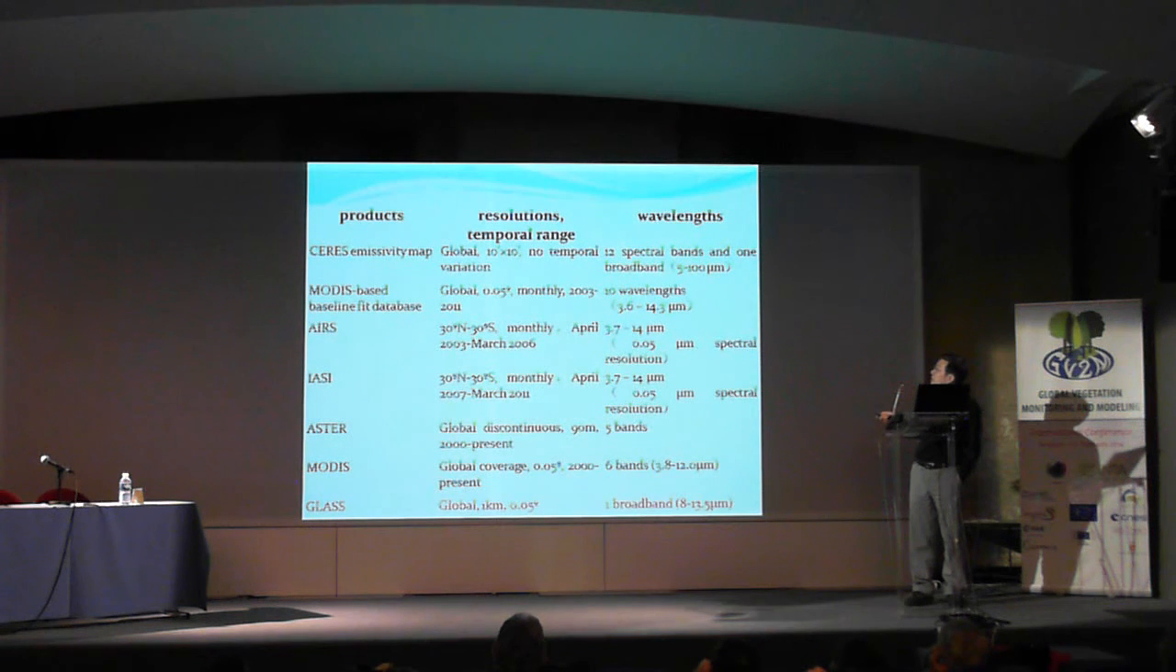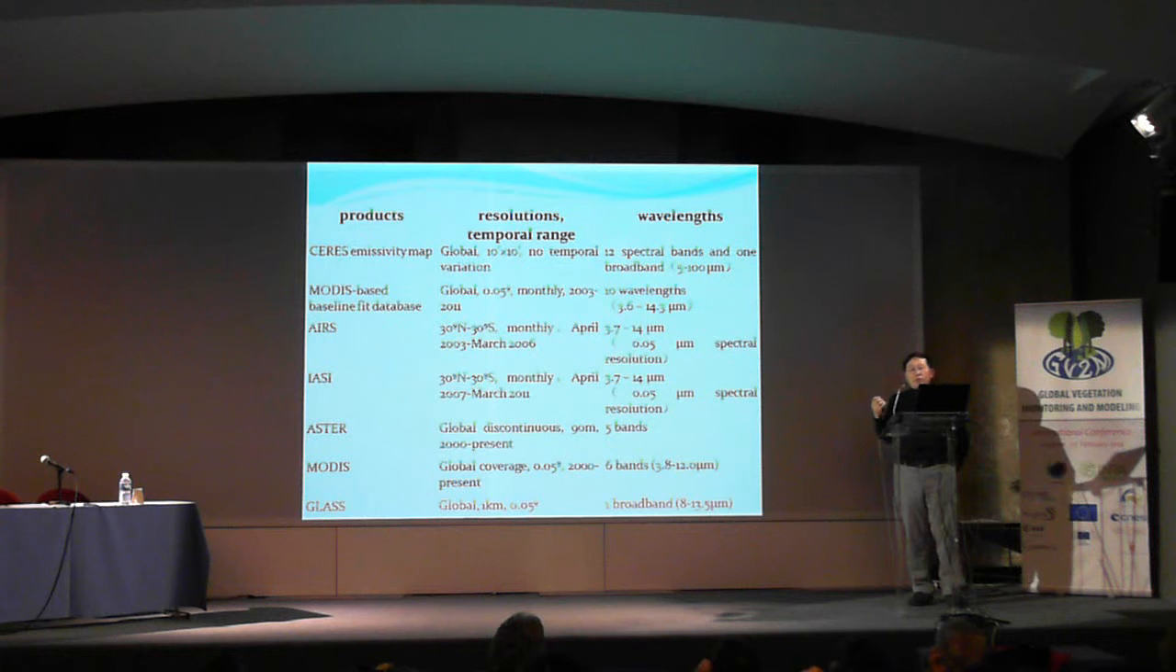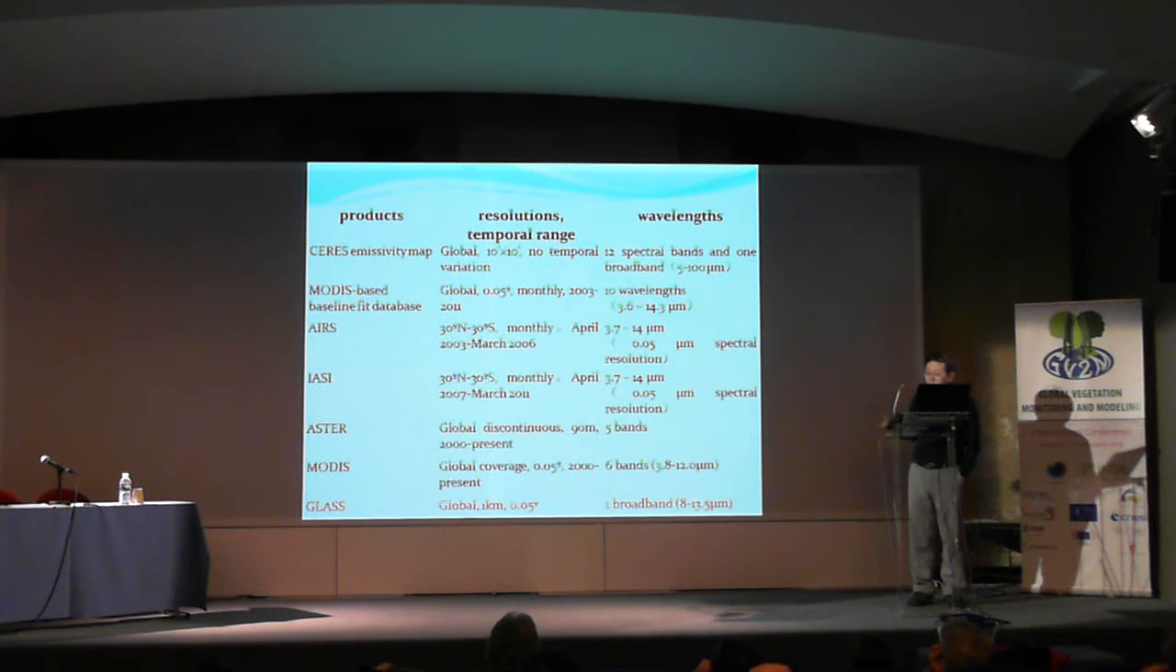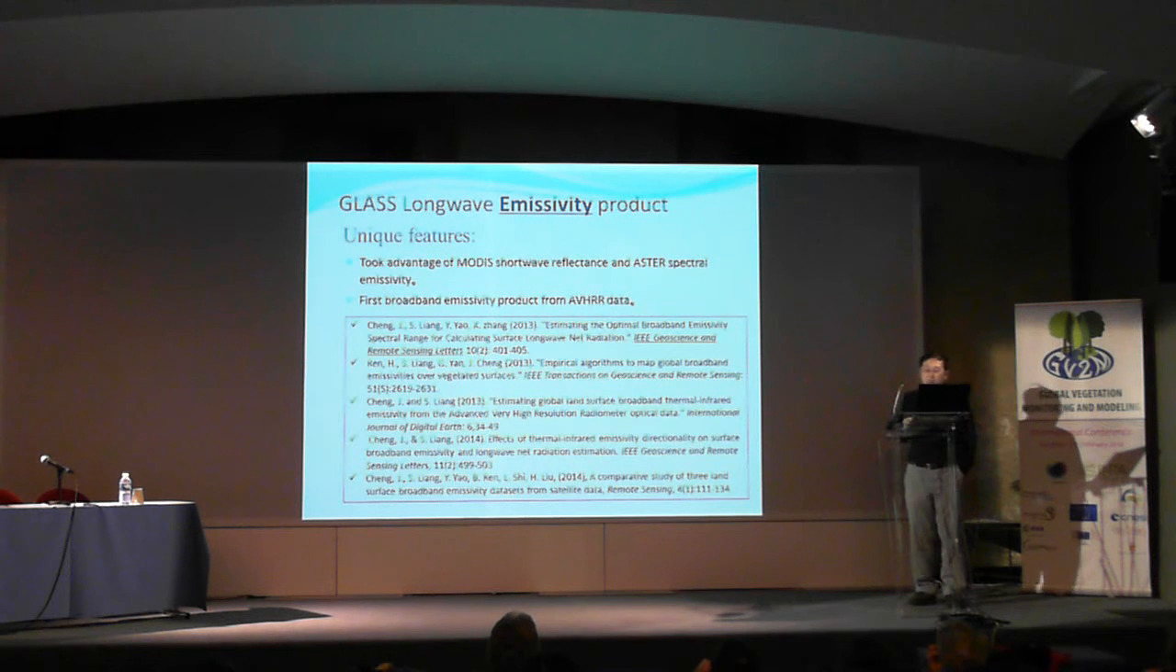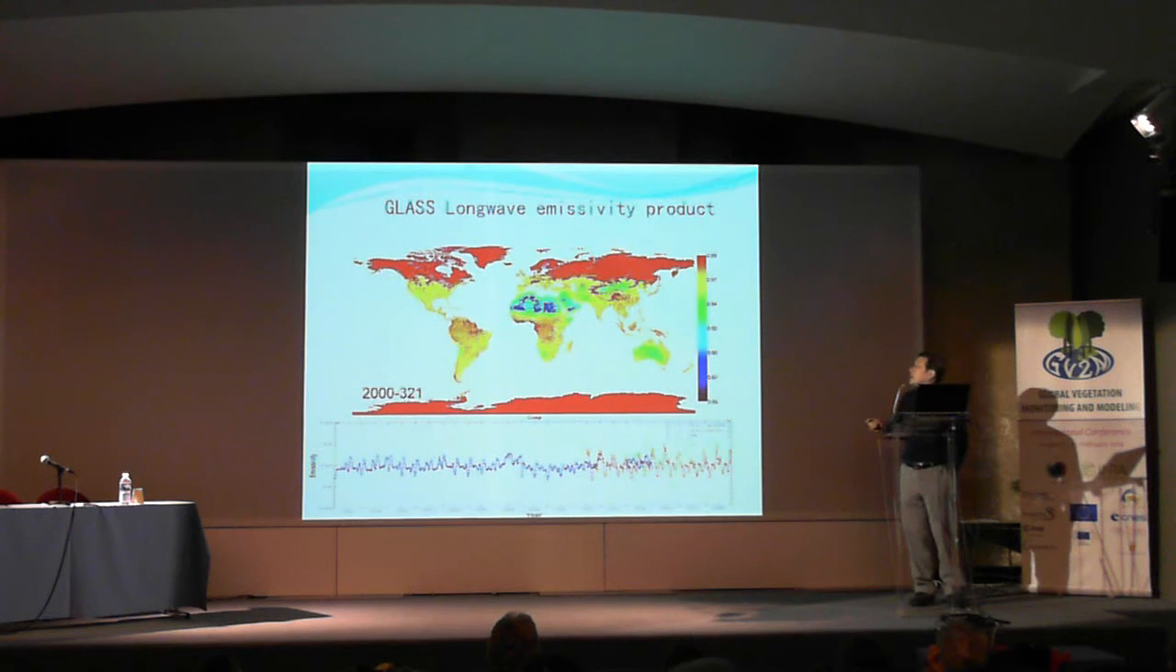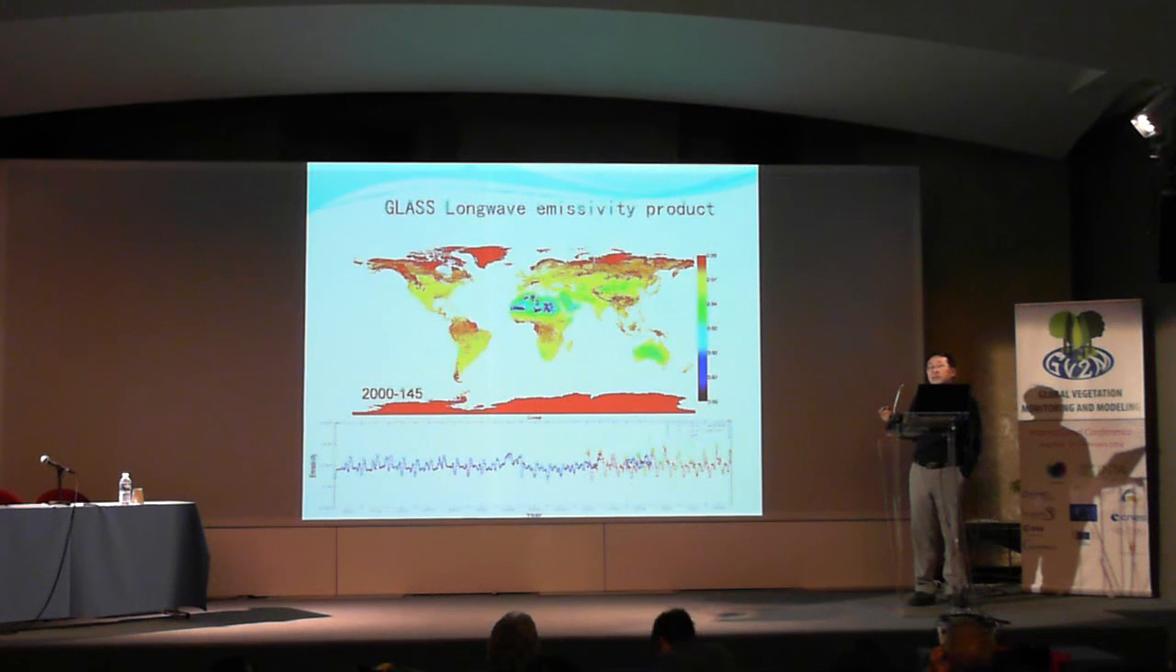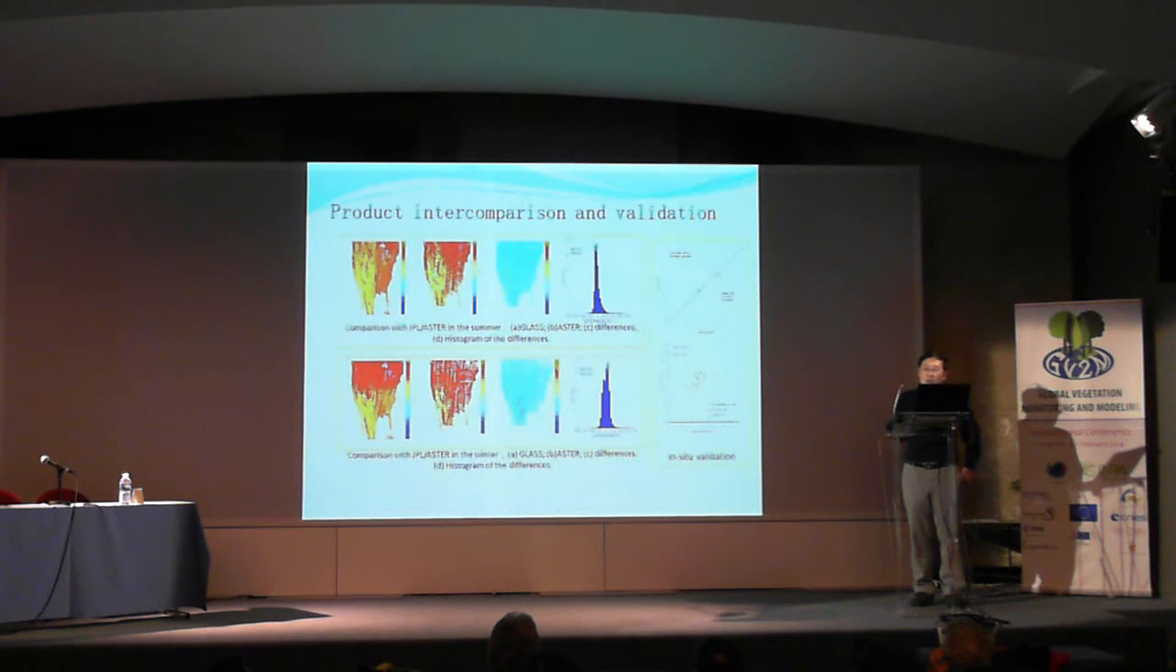So those are the spectral emissivity products available from satellite data, and pretty much they're spectral products. They generally give a static broadband emissivity map, so it doesn't have the temporal variation. And the GLASS emissivity is every 8 days. It's a broadband product. We have published a bunch of papers on this product. And as you can see, there is a tremendous amount of variation depending on the season, particularly the changes in vegetation coverage.